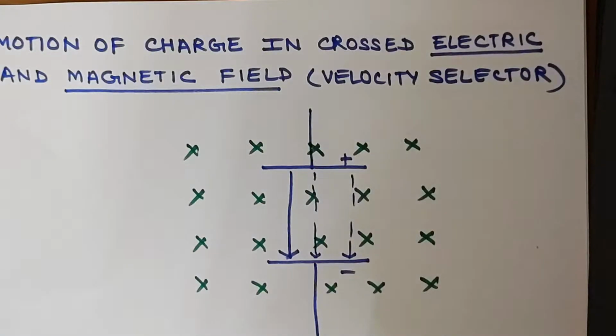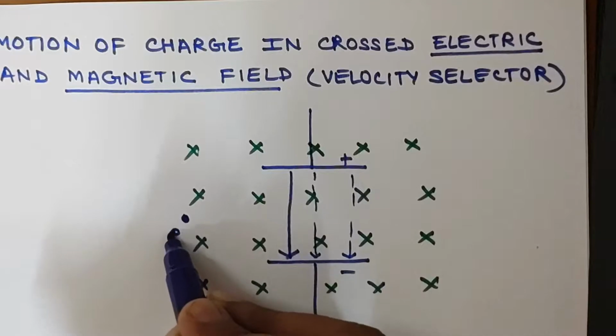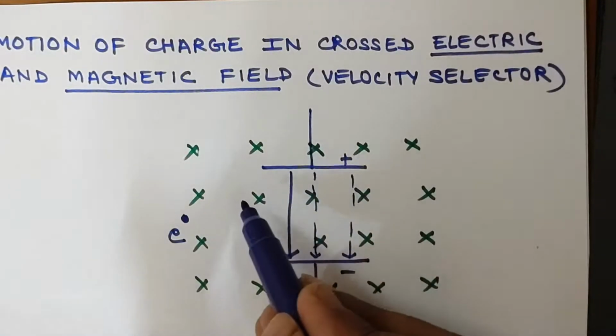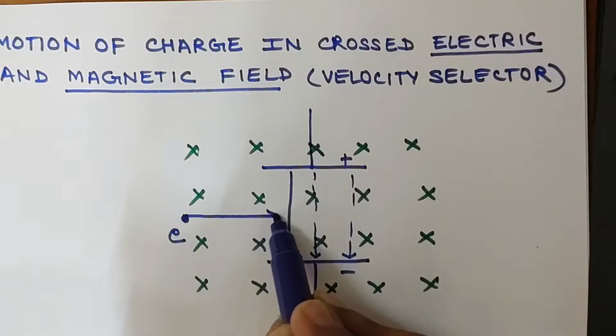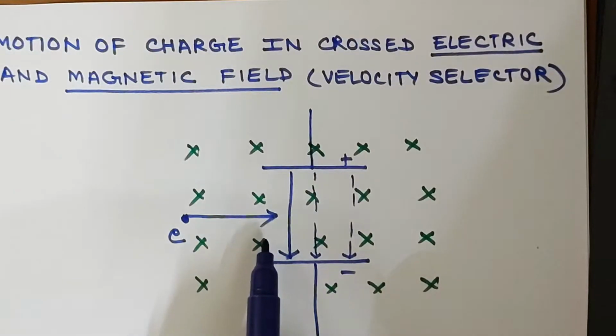Now an electron enters in this. So this is an electron and it enters into the crossed magnetic field and electric field. Because both are acting perpendicular to each other, when the electron enters the magnetic field, it experiences a force. We can find it out with the help of which rule? By the right hand palm rule or left hand rule.